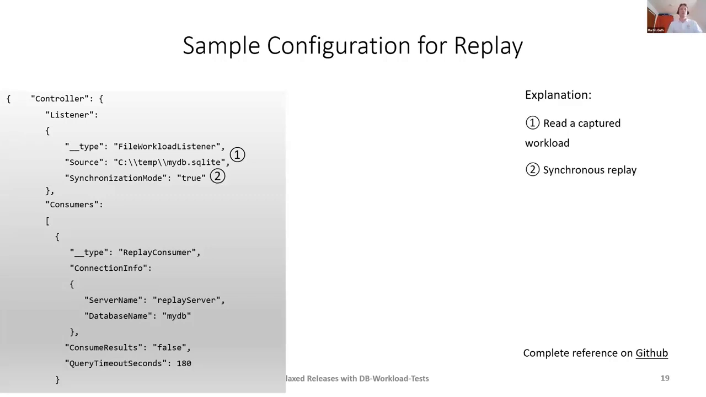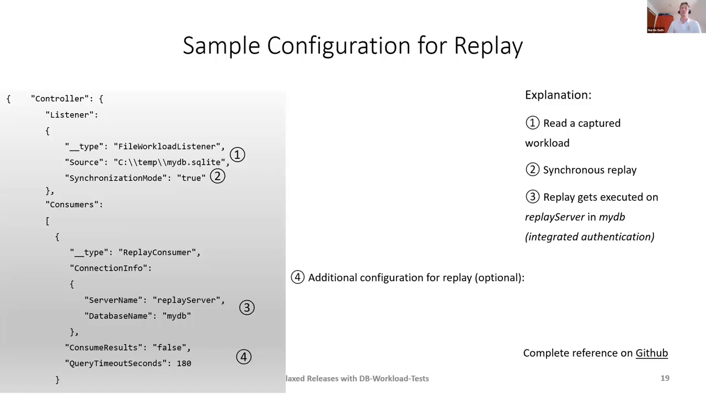So we're doing synchronous replay. I already said that. We are connecting again to a server. Here it's the replay server and to the database MyDB. And we can have some optional configuration as well. For example, we can say we don't want to consume results. We discard the results after execution. They don't have to be transmitted over the network. And we have a command timeout after 3 minutes, for example.